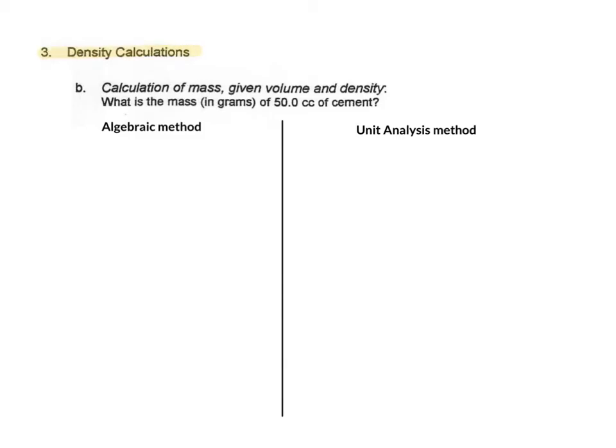In this case, we'll be looking for the mass, and we will be given both the volume and the density of the substance. This question says, what is the mass in grams of 50 cc's of cement? So we're going to do the algebraic method. We're going to need to rearrange our equation. We know that D equals m over V, where m is mass, V is volume, and D is density. To find just the mass by itself, we're going to multiply both sides by volume, and we'll see that the density times the volume is equal to the mass.